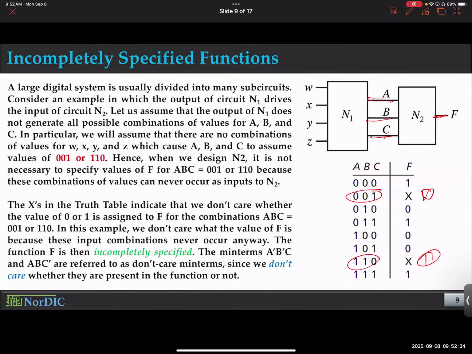Now, which one should you choose for this condition? Should you choose 0? Should you choose 1? Or should you choose 0 for one, 1 for the other? Which one should you choose? That's a design decision that I'm going to show you in the next slide. But are you getting it?